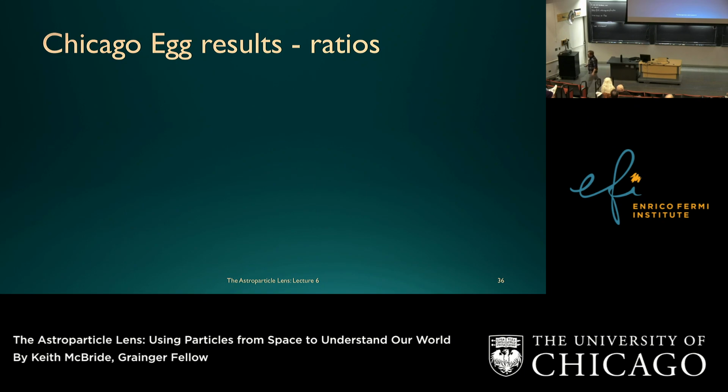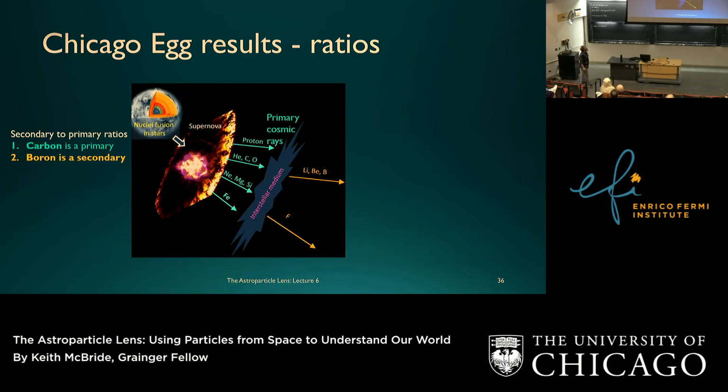But anyway, one of the main results of the Chicago egg and Challenger mission was these ratios. I'm going to come back to ratios that I talked about before. I've talked about primary cosmic rays and secondary cosmic rays. This is the secondary to primary ratio. We talked about carbon being a primary and boron being a secondary, right? We said that the stellar nucleosynthesis that occurs can produce carbon. And so if cosmic rays are accelerated from supernova remnant sites, there's a lot of carbon, but not boron. But that carbon cosmic ray can collide with the interstellar medium, producing these lighter elements like boron.